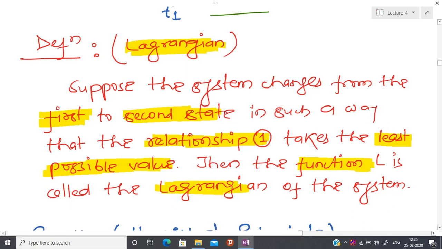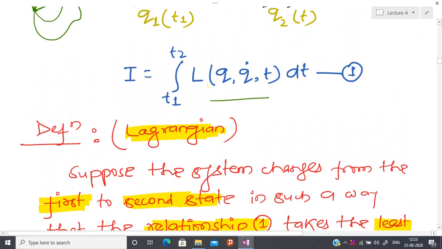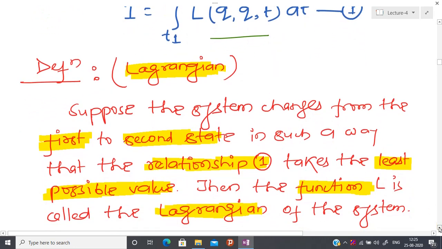So you can see that this is somewhat of an abstract definition, and in this abstract definition, till now I haven't talked about how to construct this function L. But what we are saying is that suppose there exists some function L, which is a function of q, q dot and t, and if I calculate this integral and get the least value of this integral, then this function L is called the Lagrangian. So now I have to construct this function such that I is minimum.